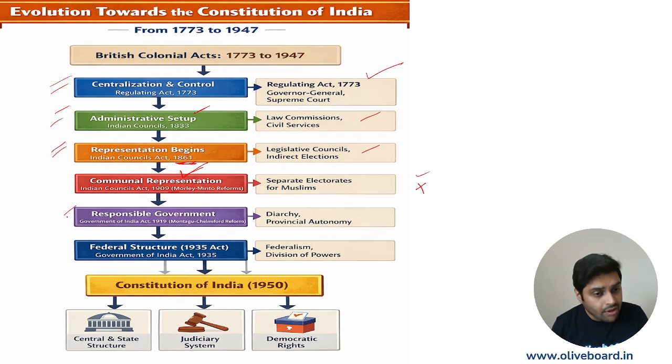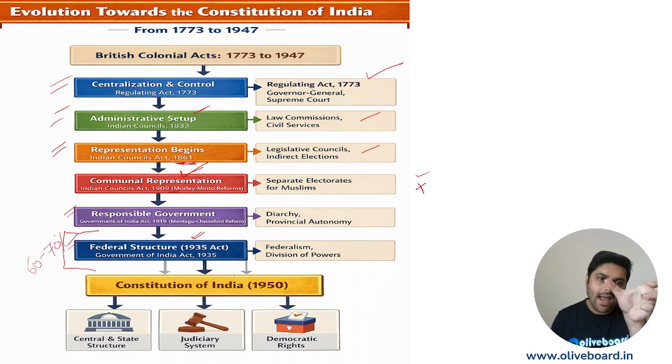A responsible government was introduced. Then federal structure. It will not be wrong if I say our constitution is 60 to 70% from this only. 60 to 70% just from a single reform. Our constitution is right. Correct? So these are the things. This is why I brought this chart for you.